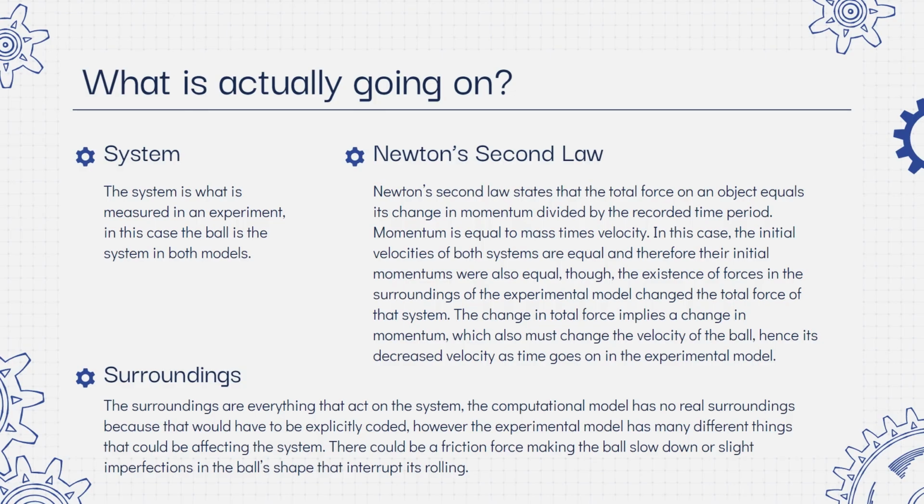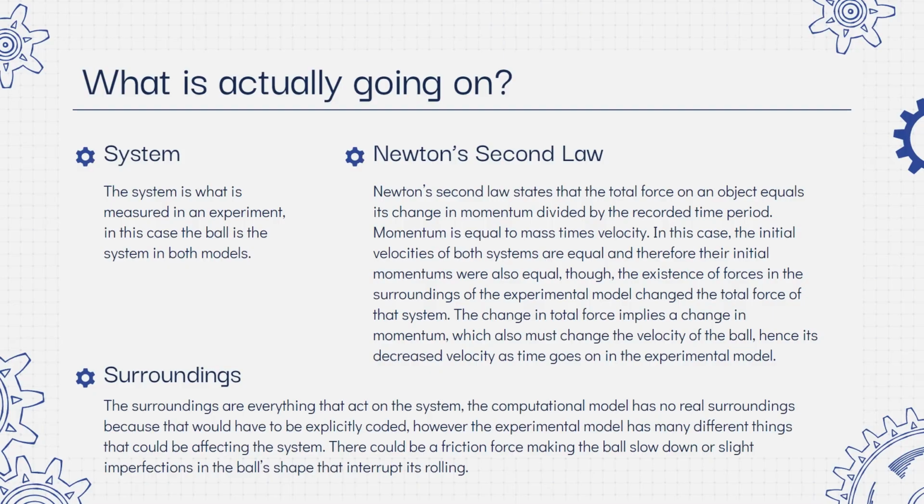So what's actually going on here? First, we need to talk about system and surroundings. System is what's measured in an experiment. In this case, it's the ball in the computational and experimental model. And the surroundings on the bottom here are everything that's acting on the system. So the computational model has no real surroundings because I'd have to explicitly code that. But the experimental model does have many other objects that could be affecting the system, like a friction force or slight imperfections in the ball itself.